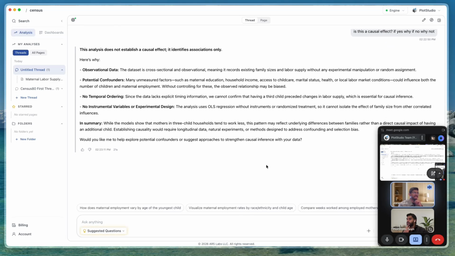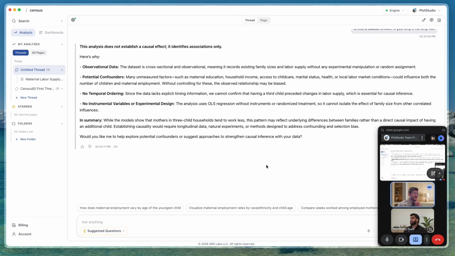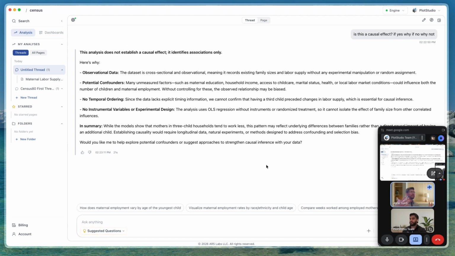This analysis does not establish a causal effect. It identifies associations only. Here's why that's a very good answer, because the wrong analyst might use these results and then make causal statements about the data when in fact a causal statement cannot be made.